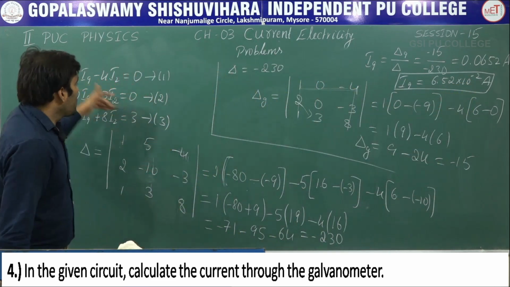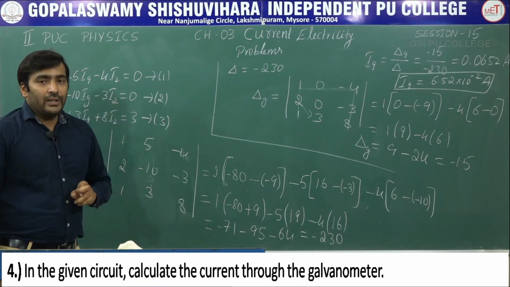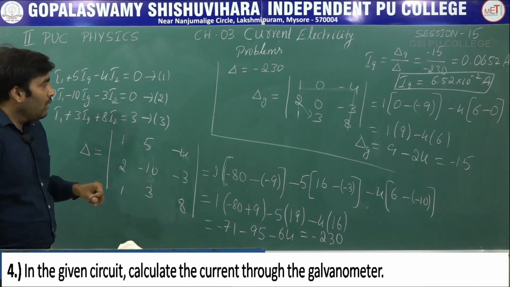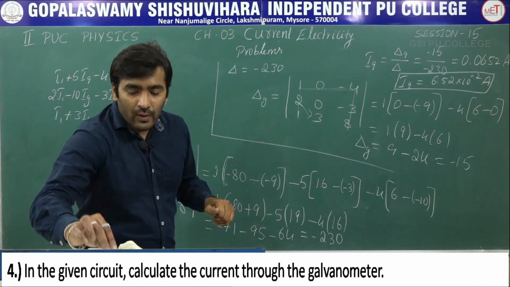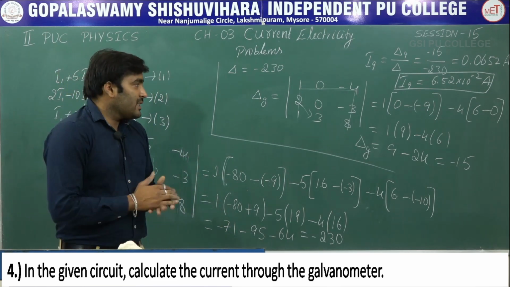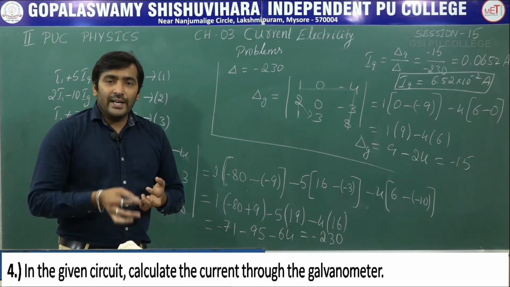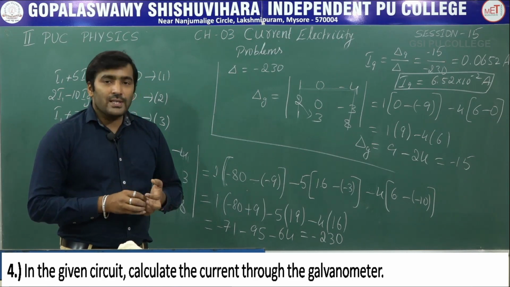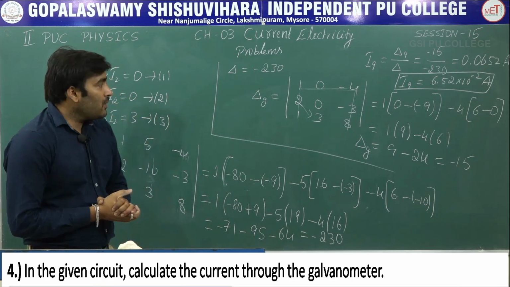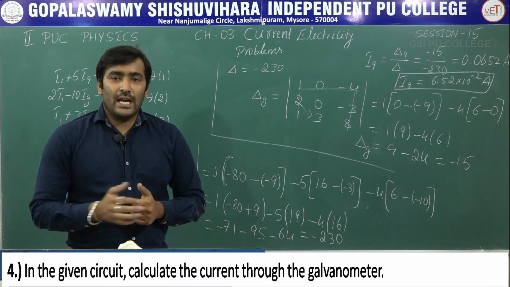So this is how you can solve for the current flowing through the galvanometer in a Wheatstone bridge, or the value of Ig. Up to now we have learned some problems regarding the current electricity chapter. The problems based on resistivity, current density, drift velocity, and finally Wheatstone's bridge. These problems are important because they can be asked in your examination.